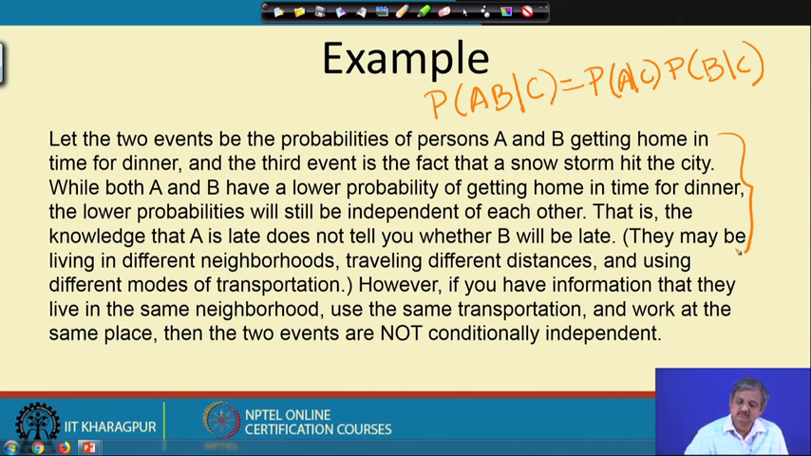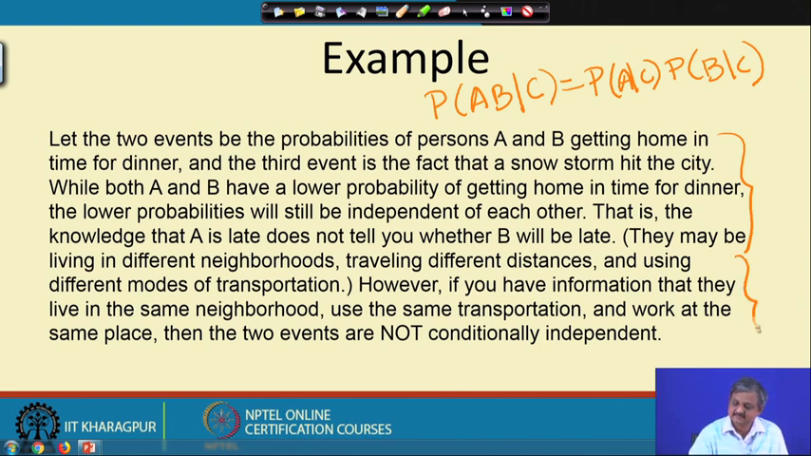But suppose we know that they stay in the same neighborhood and take the same transport, then I can use the information about A to predict B. If I know A is late, I know that probably B will also be late, because they use the same transport. So, they are no longer independent.